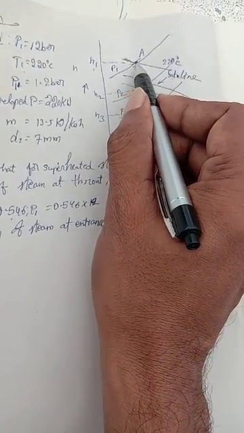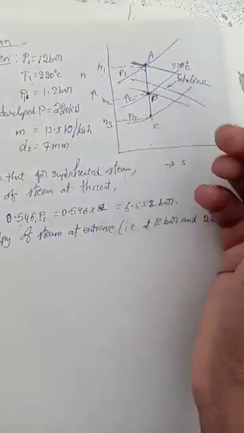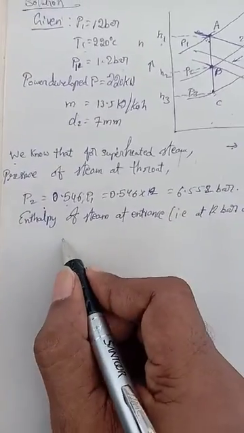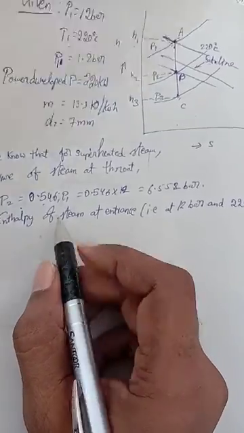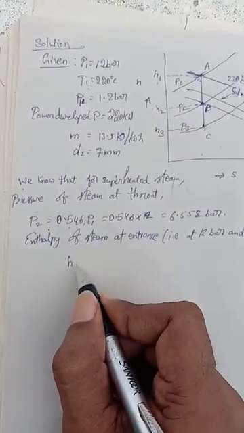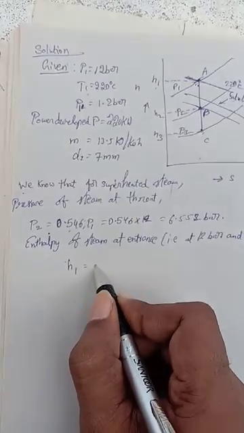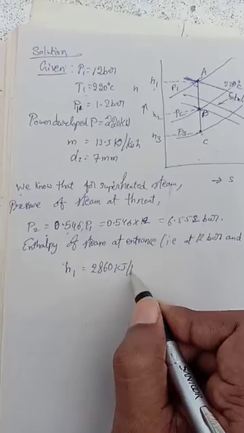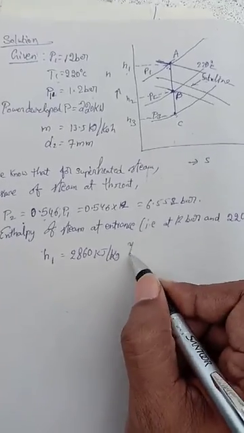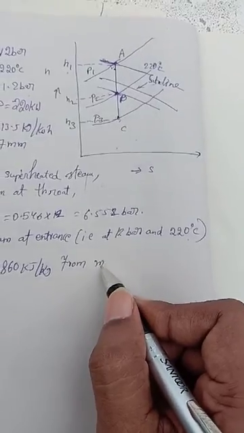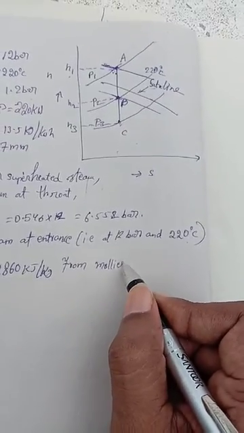This is the saturation line for 220 degrees Celsius. This is taken from the Mollier diagram. H1 is equal to 2860 kilojoules per kg from the Mollier diagram.